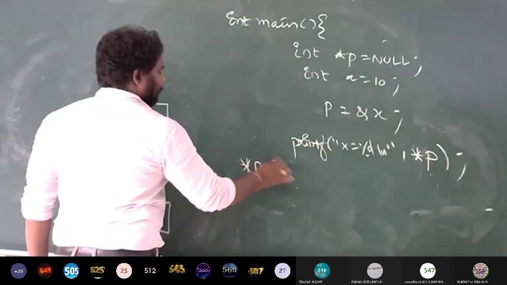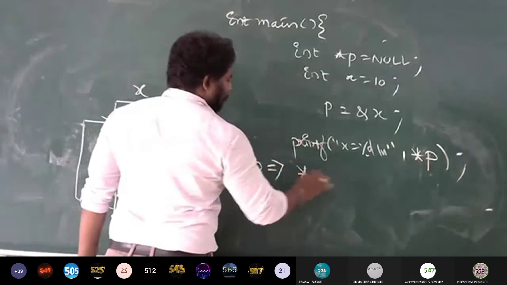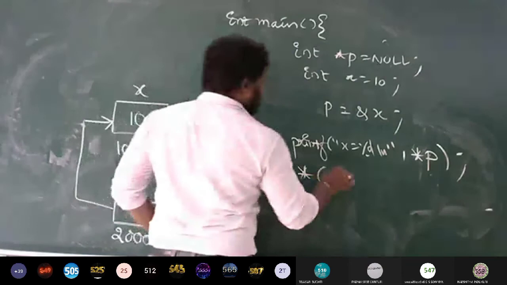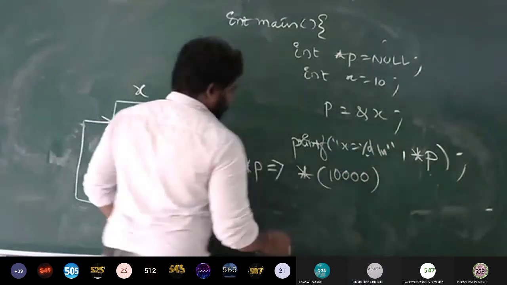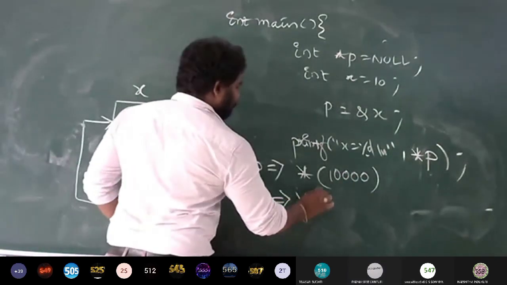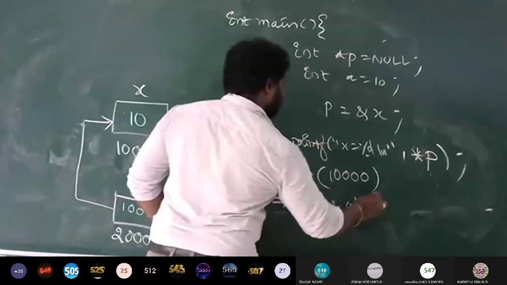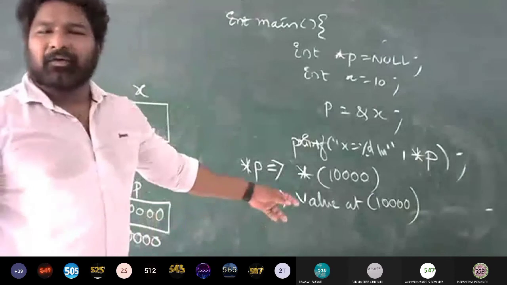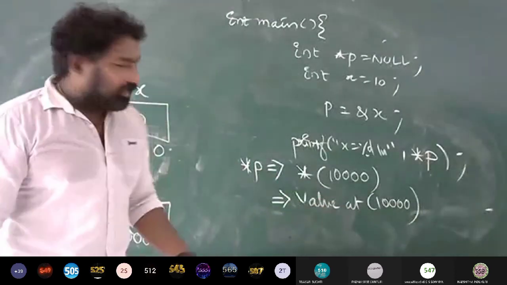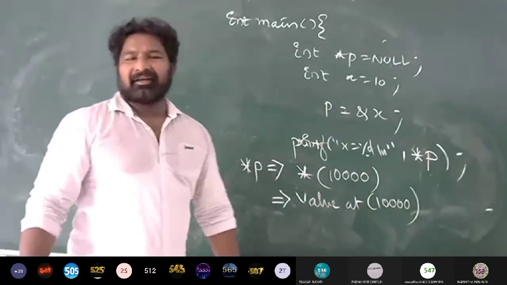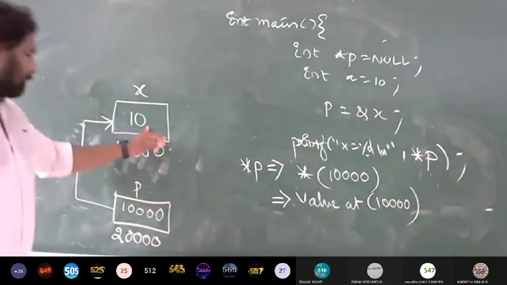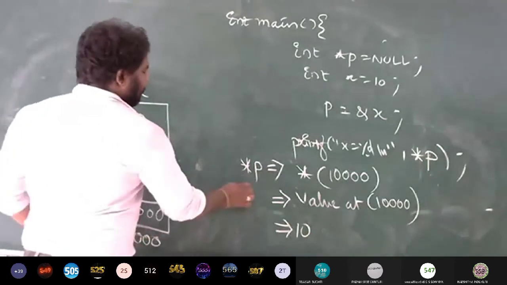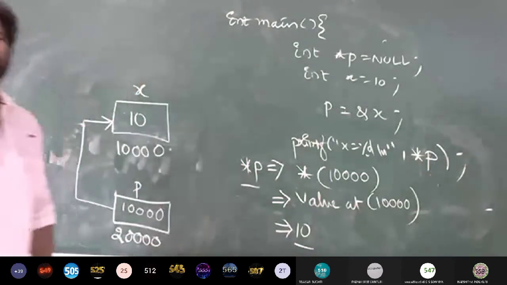What is the derivation? If I say star P, that implies star and P. What is this P? It is 10,000, the address of X. What is star? We call it value at. So you can write it as value at, right? So what is the value at 10,000? 10. So 10 is the answer. So star P is nothing but 10, right?